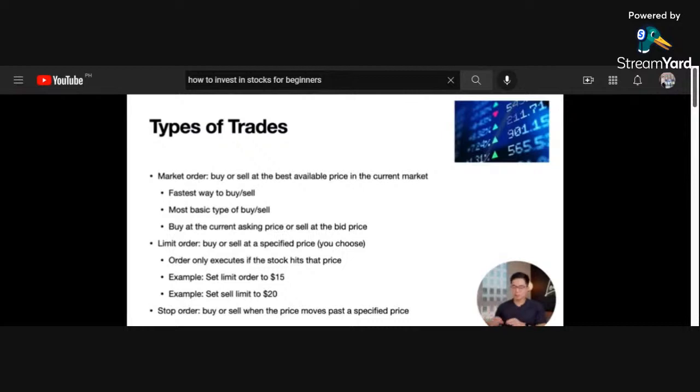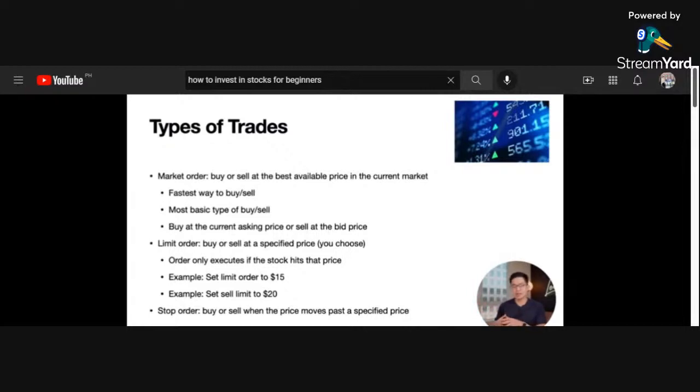Now, on the other hand, with a limit order, this is when you're buying or selling at a specified price that you get to choose. So let's say you have a stock where the current market price is, let's say, $18. If you were to do a market buy, then you'd be buying that stock at $18 right now. If you do want to do a limit order to buy that stock, you'd set a limit order to, let's say, $15. This means that it's only going to execute and purchase those shares at $15. So it'll need to drop to that price for it to execute.